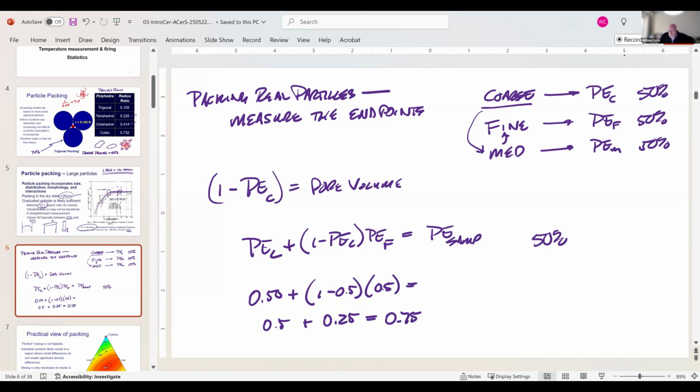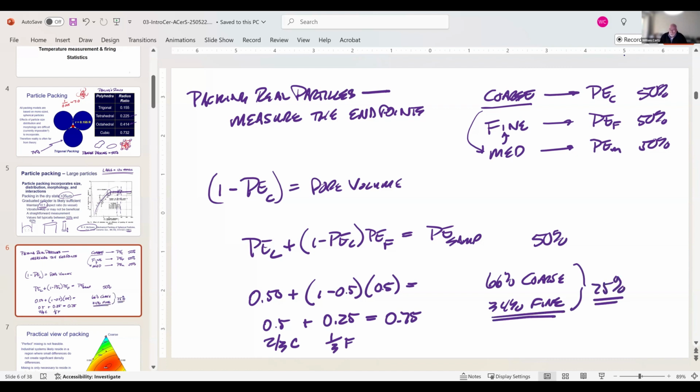Well, if I have the same density powder, I can ignore the density, and the volume ratio is going to be 2/3 coarse, 1/3 fine. So that means I would have, say, 66% coarse and 34% fine. That gives me my 75% packing efficiency, because the fine powder is fitting in the holes of the coarse powders.